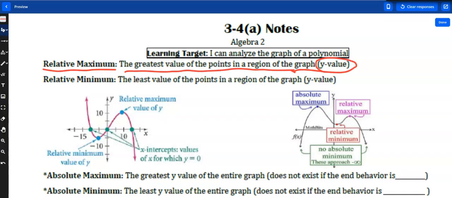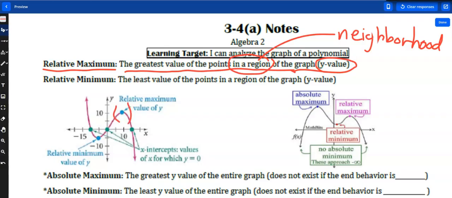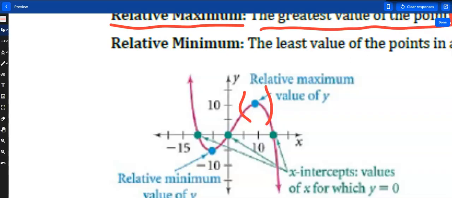Okay? Now, when they say in a region, do you want to know what the mathematical term is? They actually call it a neighborhood. Now, I know you're like, well, what? If you were to zoom in on this little point right here, and you were just to focus on that attention, is there a high value inside that little region? And the answer is yes. So we call that a relative maximum value. Okay, so the y value there is called the relative max.